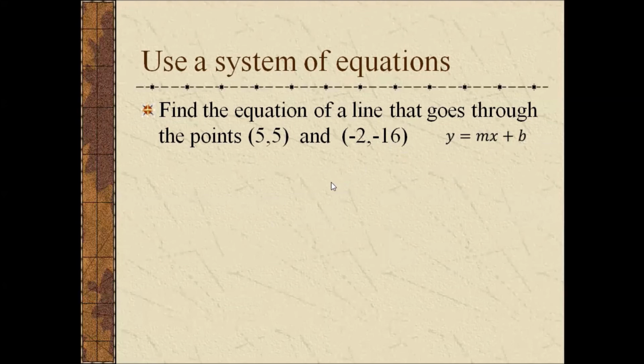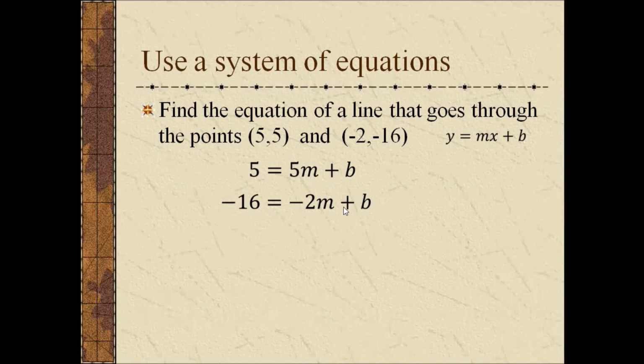In the first equation, I'm going to substitute 5 for x and 5 for y, and write 5 equals 5m plus b. In the second equation, I'll substitute -2 for x and -16 for y. Remember, the y value comes first here, so -16 equals -2m plus b. What I have now is a system of equations.